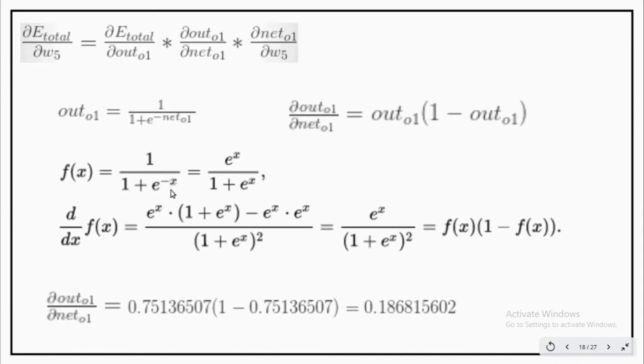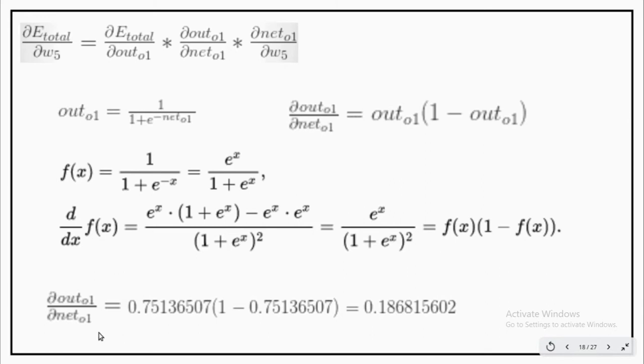Now if you will transform it, then e to the power minus x can be written as 1 upon e to the power x, and if you will further transform it, then it will become e to the power x upon 1 plus e to the power x. Now it looks easy to differentiate it, so its differentiation will be e to the power x upon 1 plus e to the power x whole square. Now if you will split it into two terms, that is e to the power x upon 1 plus e to the power x multiply by 1 upon 1 plus e to the power x, then this term will be considered as f of x. You can match it, and the other term will be considered as 1 minus f of x. So like that we got the partial derivative of out O1 with respect to net O1. Now substitute the values and you will get the final answer for out O1 with respect to net O1.